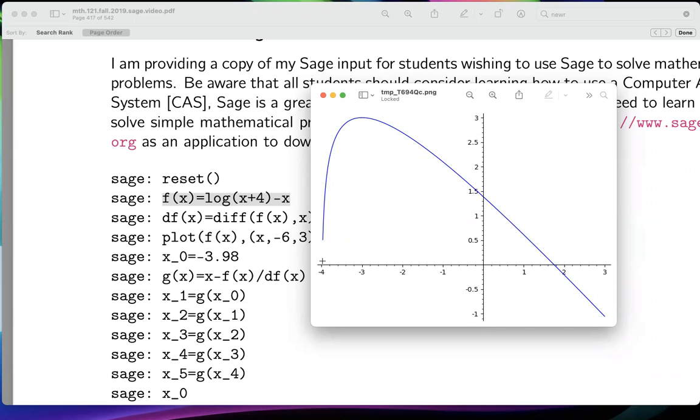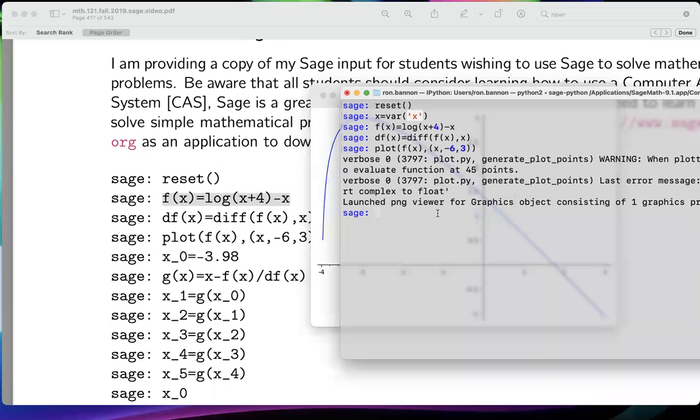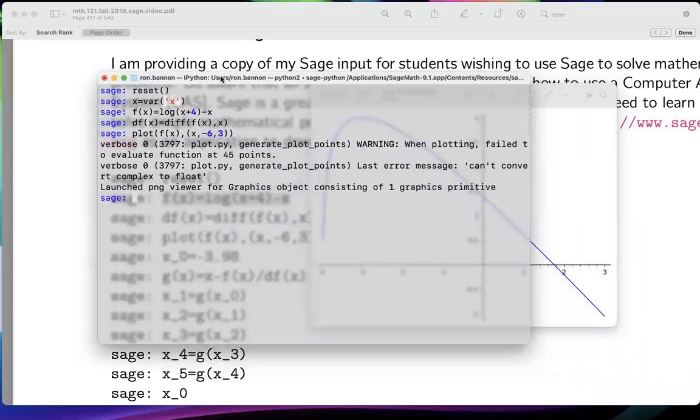I was kind of expecting it to go on and be asymptotic with the -4. Now, somebody says, oh, it's an artifact, I just wouldn't worry about it. But do you notice when I hit the return button, you sort of got an error message? Let me go back over that. It says warning when plotting. It failed to evaluate function at 45 points. So you have to realize that what Sage is doing is evaluating this function at a large number of points, and it couldn't do it for some reason. It's actually telling that to me, which is nice.